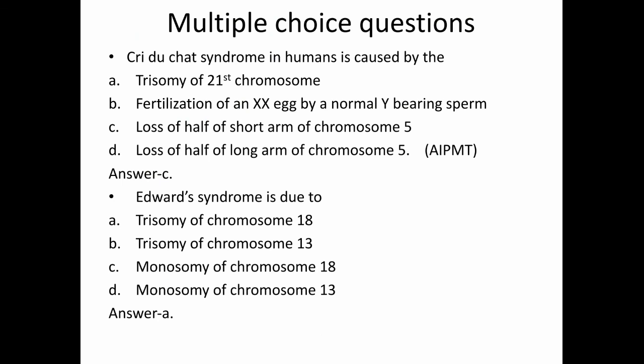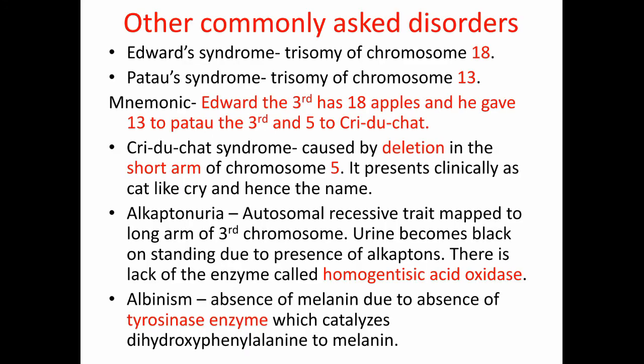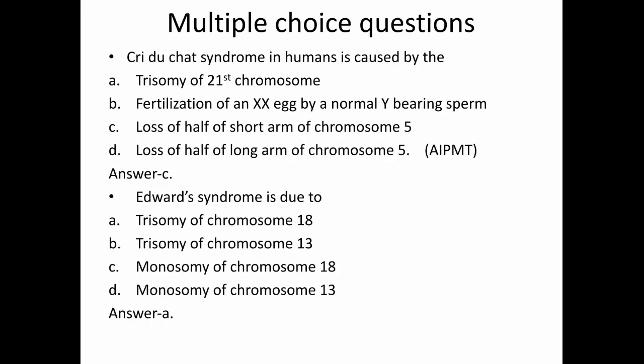Now the MCQs. Cri-du-chat syndrome is caused by: trisomy of 21st chromosome, fertilization of an XXX by a normal Y bearing sperm, loss of half of short arm of chromosome 5, loss of half of long arm of chromosome 5. So here don't get confused between short and long. I have already shown you in the previous slide that it is due to deletion in the short arm of chromosome 5. So undoubtedly my answer is option number C, that is deletion of the short arm of chromosome number 5, and this was also asked in a previous year AIPMT.